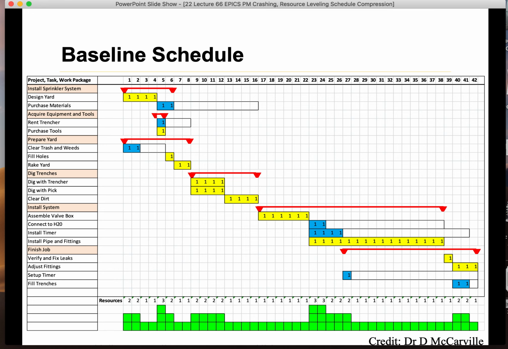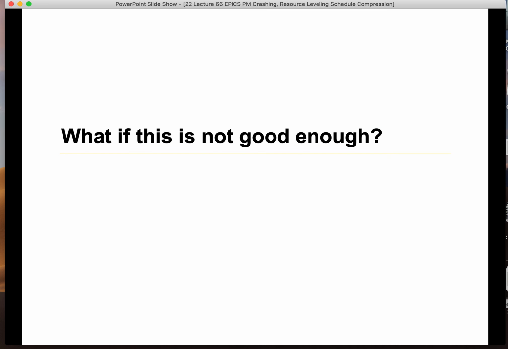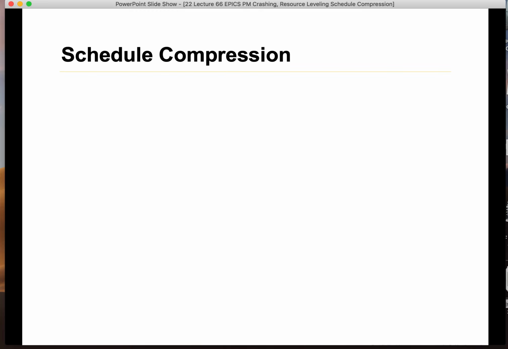Okay, but which one should I do and how can I do it? So what if this is not good enough? You did the resource leveling, but maybe there's less slack time than the required slack time. Maybe whatever you do, there will still be 3 blocks. If this is the case, what else can you do? Here schedule compression kicks in.